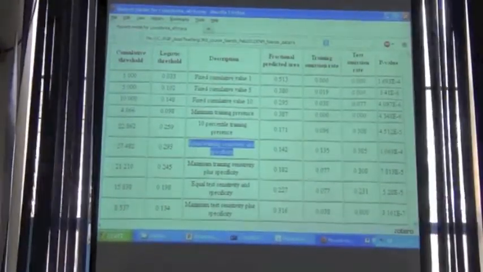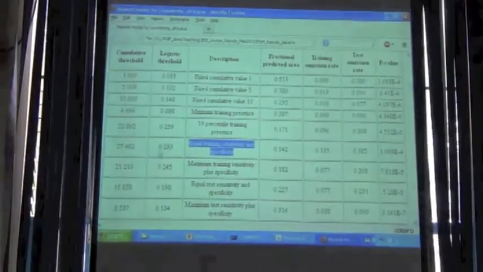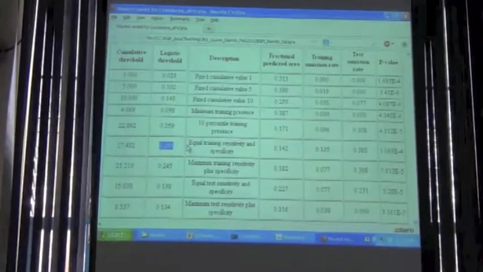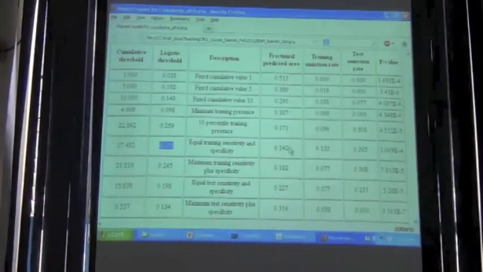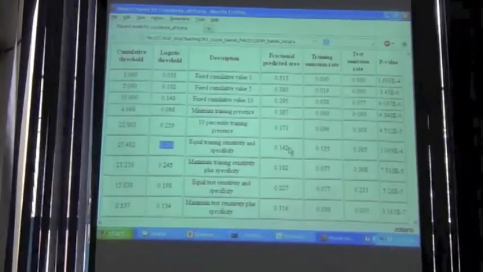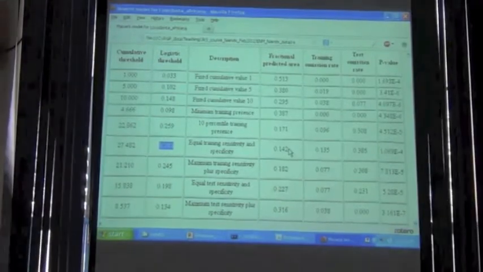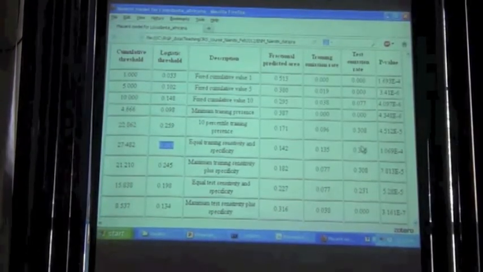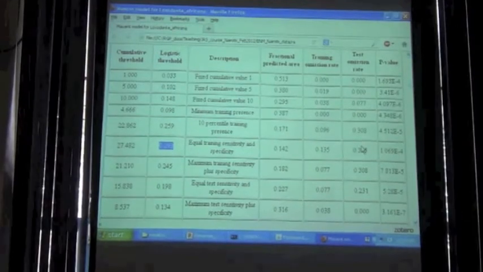So if you wanted to choose this threshold, then this is giving you a value saying that the logistic threshold that you want to use is 0.293. This is the fractional area: 14% of your study area will be predicted present at that threshold, and then the other columns are as we just discussed. Okay?